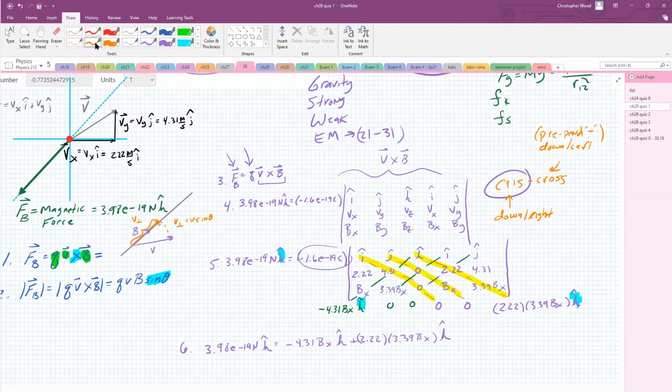And you can cancel these k hat vectors as if they're common terms. K hat's a common term there. So just solve for bx, solve for this x component. And when you get this answer, know that this answer just came from product of perpendiculars and doing a very specific cross product operation. Okay. 3.98 times 10 to the minus 19th.